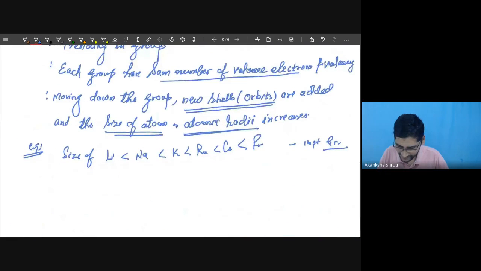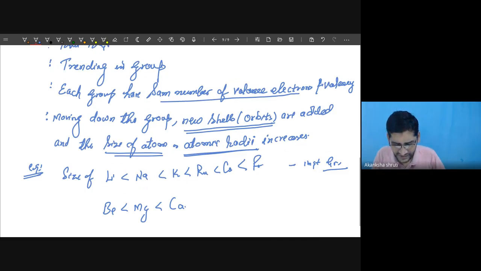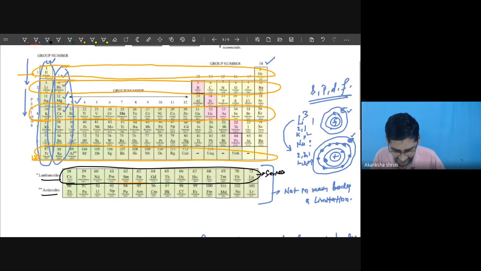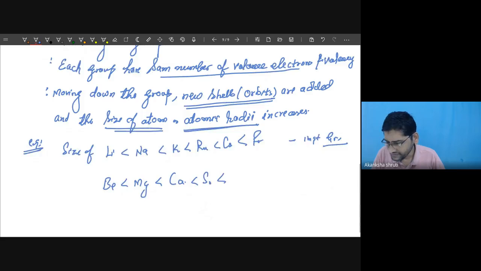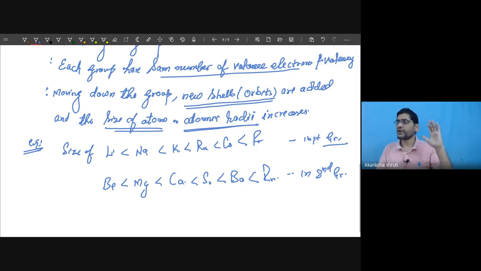Beryllium, magnesium, calcium: just keep this much. Only these three are more important for you. If you wish, from this table you can also write strontium, barium, and radium. All these are in the second group. So this holds good for all kinds of elements.